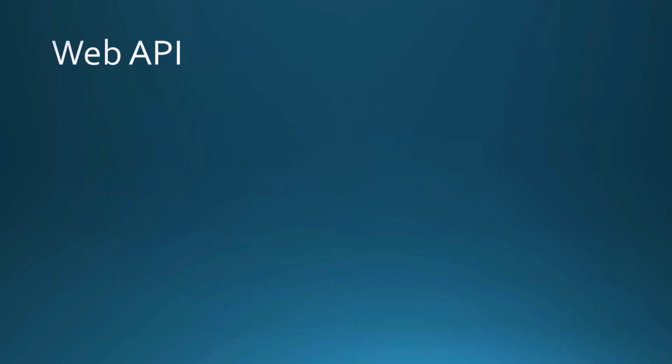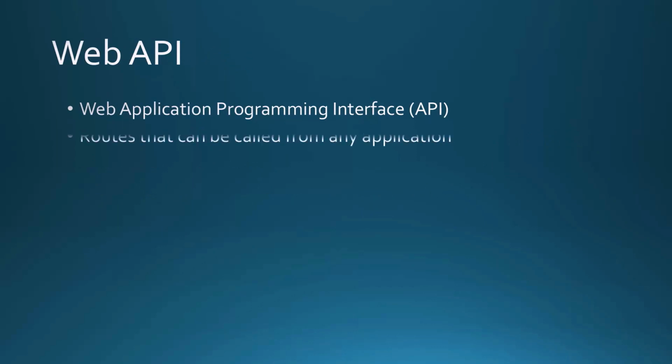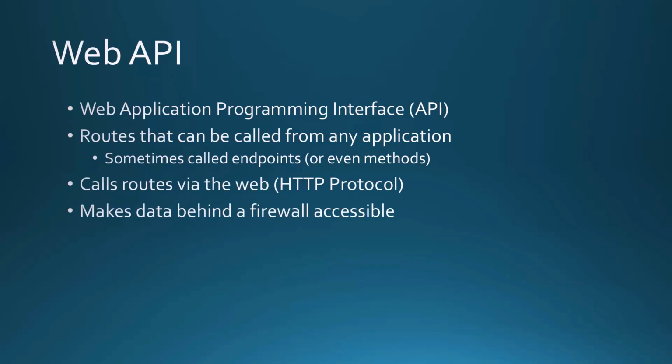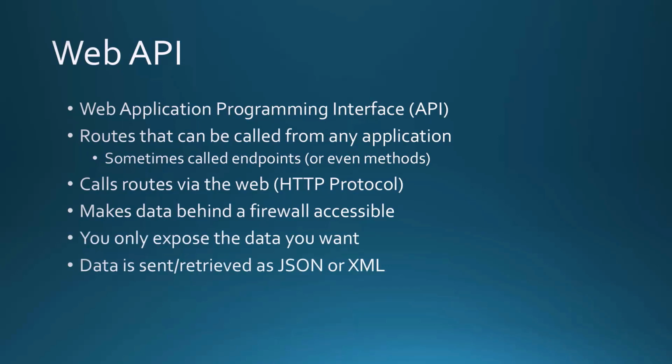So a Web API stands for Web Application Programming Interface. It's basically just a set of routes that can be called from any application, sometimes called endpoints or even methods. We call these routes via the web using an HTTP protocol, and it makes our data that's behind our firewall accessible to people outside of our network. In this way, you get to only expose the data that you want. That data is then sent back to the caller as JSON or XML or even just plain strings.